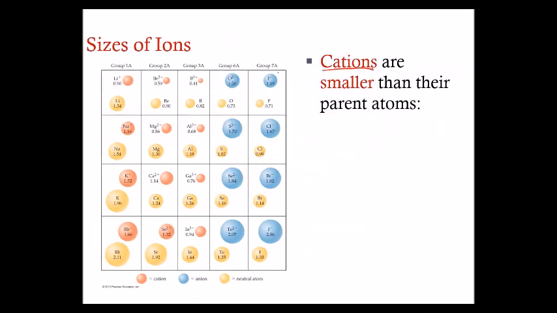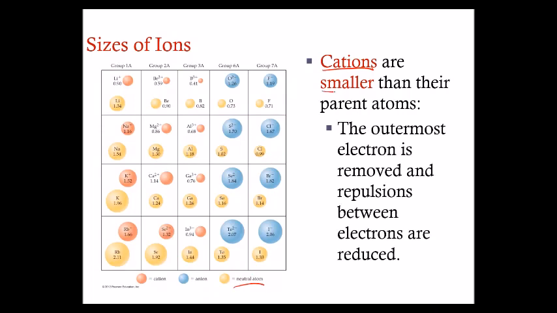So this chart is showing you the comparison to the parent neutral atom. Cations, you can see over here, the dark orange ones are the cations, the neutral atoms are the yellower ones. They are smaller than their parent atoms. The outermost electron is removed, and repulsions between the electrons are reduced. Removing that outer energy level also makes the distance for the next electron shorter, and reducing those repulsions attracts it closer to the nucleus.